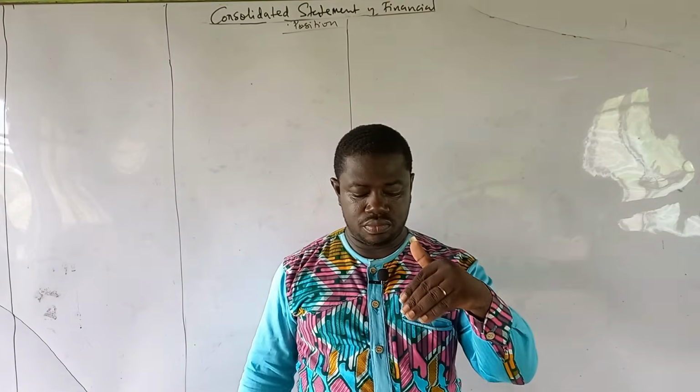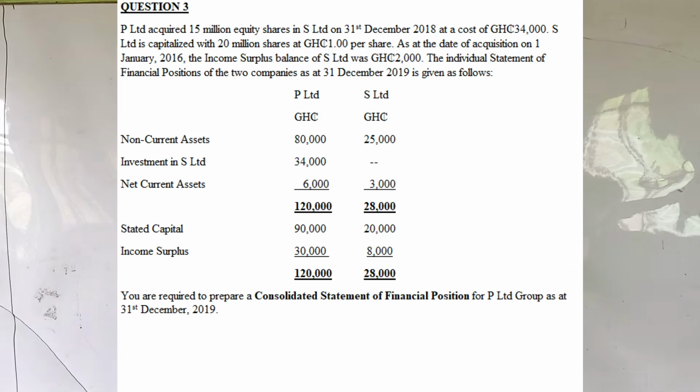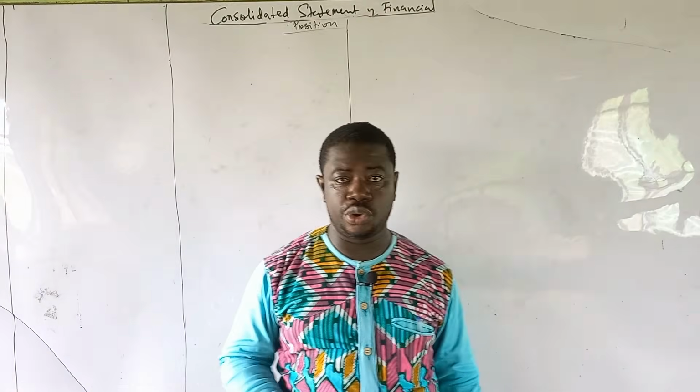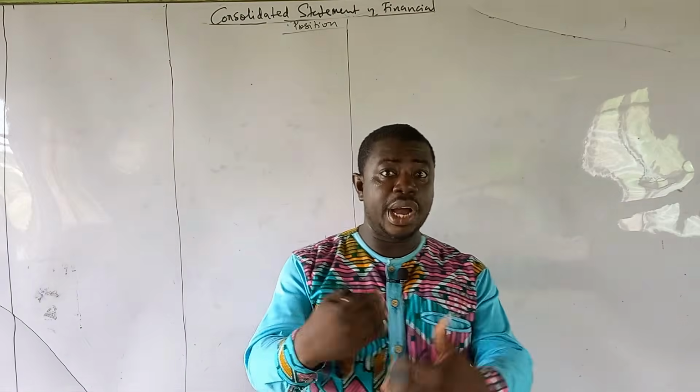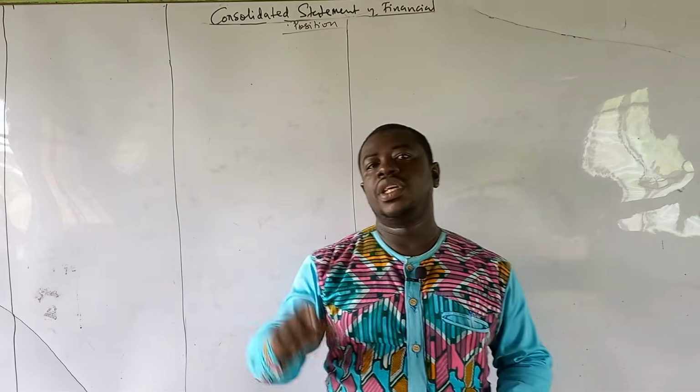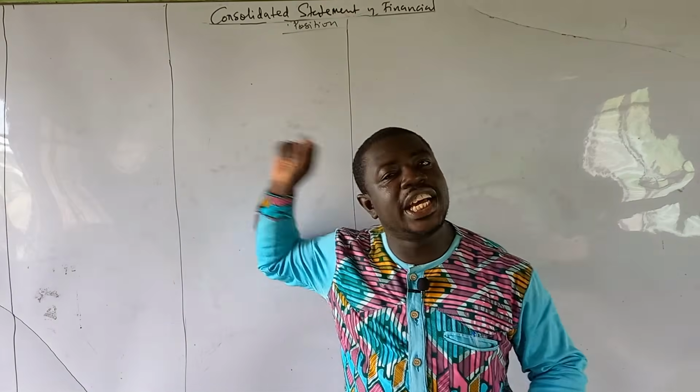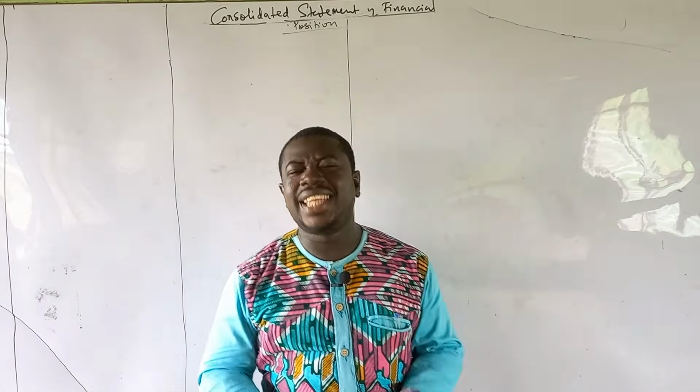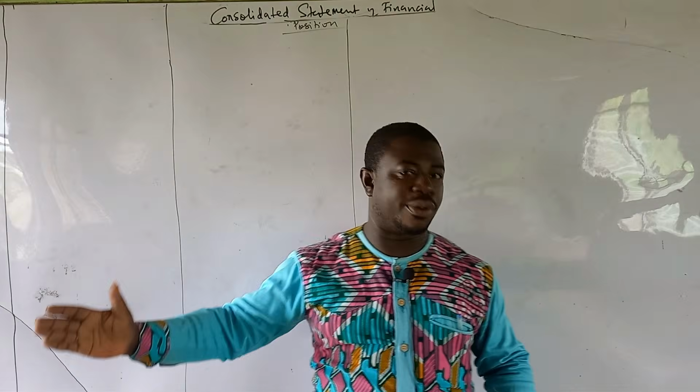And it says that as at the date of acquisition, which is 2016, the income surplus balance of S Limited was 2,000 Ghana cedis. That is another clause that has been reintroduced, which was not in our previous ones. We are moving forward in understanding. The income surplus balance as at the date of acquisition was 2,000. That is what we call the pre-acquisition profit.